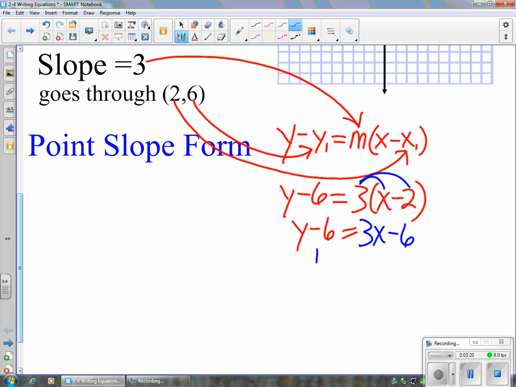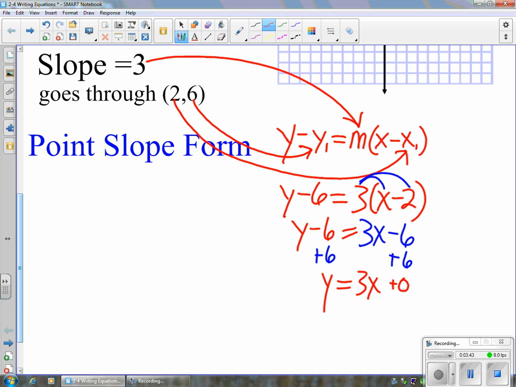And then let's add 6 to both sides. Plus 6 to both sides. We'll have y equals 3x, and minus 6 plus 6 equals a plus 0, which I don't have to write because it's 0, but you can for clarification. Then there is your formula simplified into slope-intercept form.